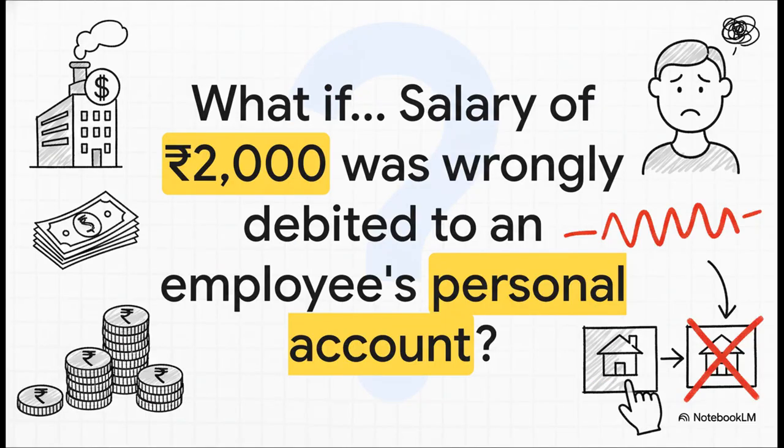Let's try this. What if a salary of 2,000 rupees paid to an employee was wrongly debited to his personal account? Now this, as you know, is an error of principle. Salary is an expense, but we put it in the employee's personal account by mistake. How do we fix that?